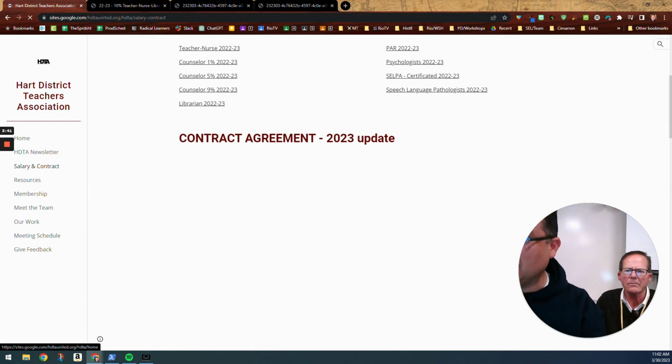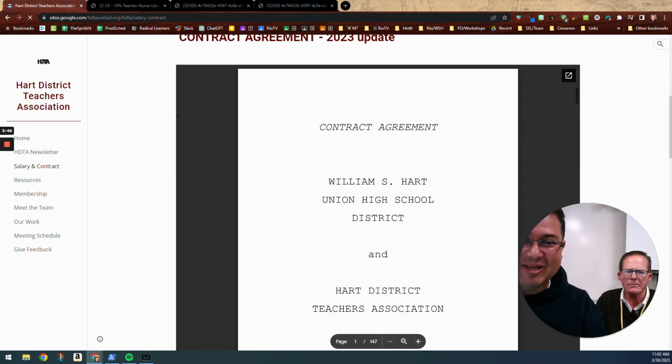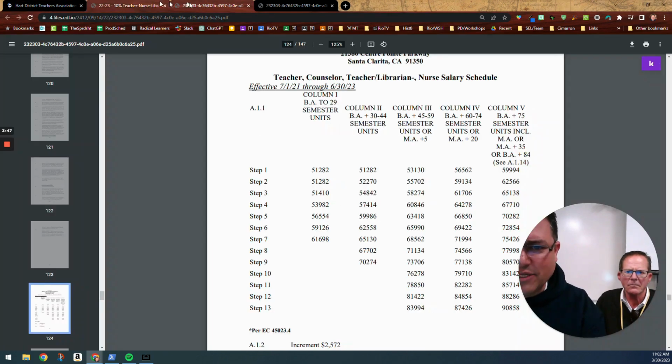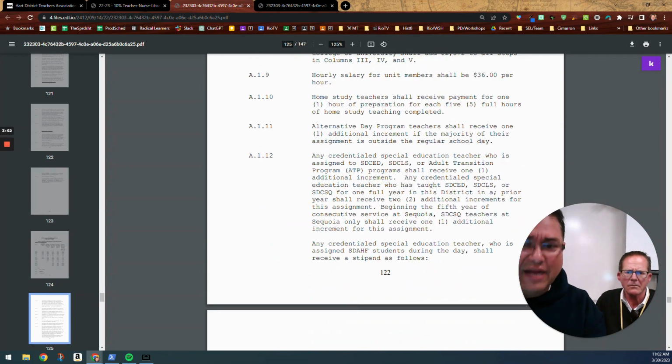If you go into the contract, and this contract is loading slowly, but if you scroll down to A12, it's actually right down here. I can show you right here, A.1.12. Any of these very specific SPED programs, those would also get an increment.